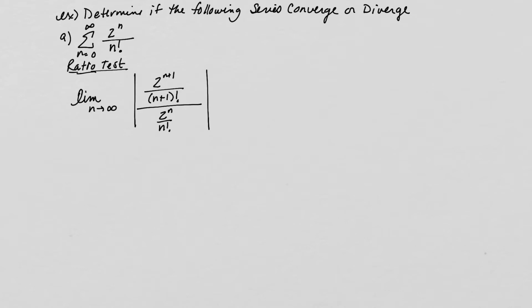So first off, all of my terms there are positive, so I'm going to drop the absolute value sign. If you weren't sure if something was positive, then you would need to keep the absolute value sign. And the absolute value part is going to become important in a couple sections from now. So we're looking at the limit as n approaches infinity of the top fraction, 2 to the n plus 1 over n plus 1 factorial, times, so change the division to multiplication and flip the bottom fraction, n factorial over 2 to the n.